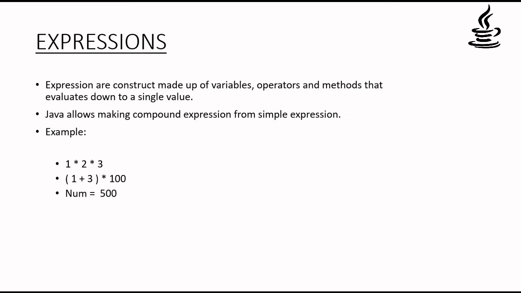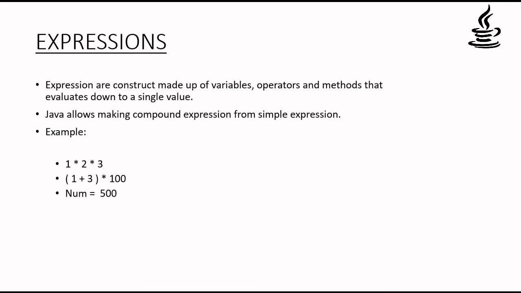So what do we mean by expressions? Expressions are basically constructs made up of variables, operators and methods that evaluate down to a single value. For example, let's say we have an expression made up of the literals 1, 2, 3 and a multiplication operator. This is an example of an expression because it will be evaluated down to a single value of 6.